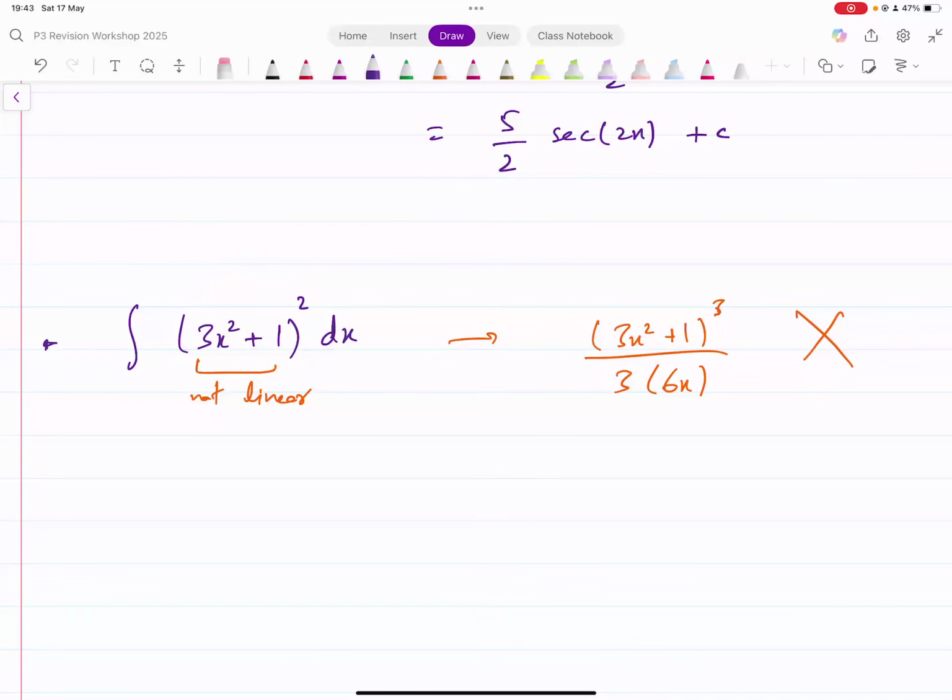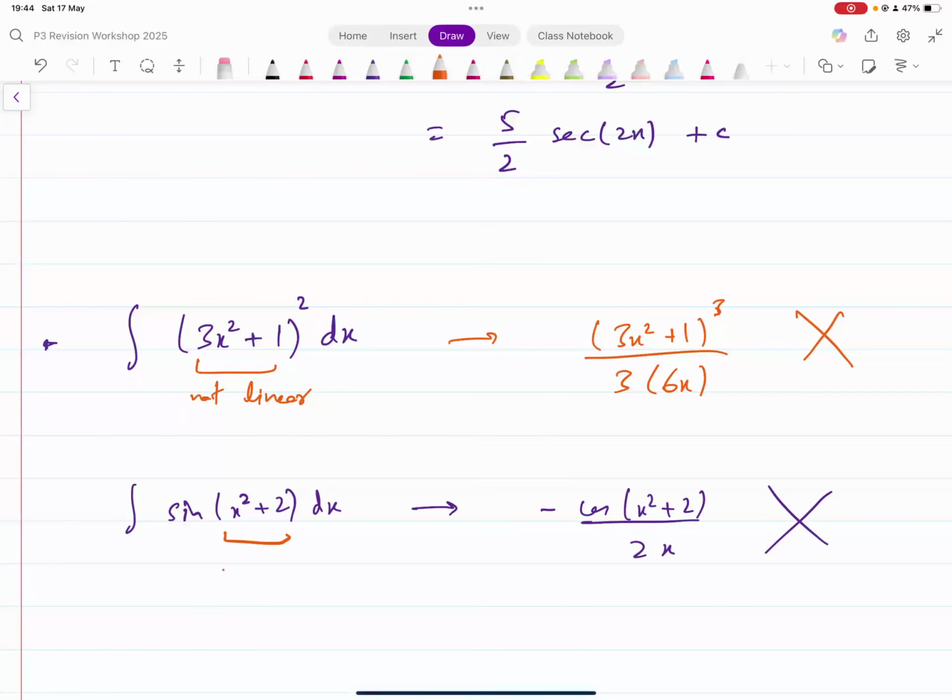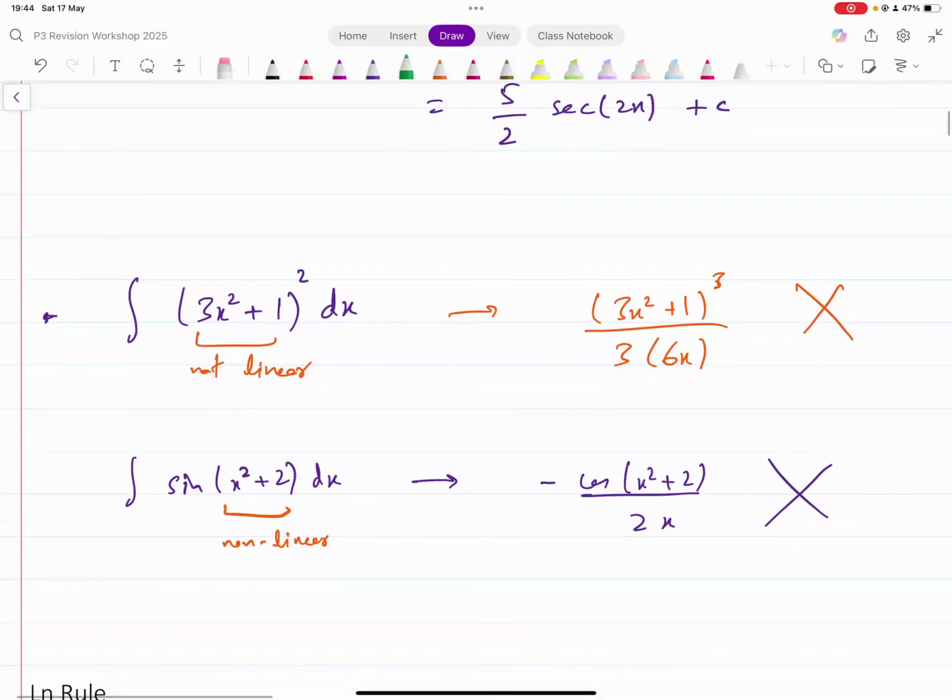But if you wanted to integrate, for instance, sine of x squared plus 2, we can't do that. This is not going to be minus cos of x squared plus 2 over 2x. That would be wrong. Why? Because this rule does not apply because this thing is non-linear. This expression has to be linear for this to work. Okay. All right. We cannot do this by substitution as well.